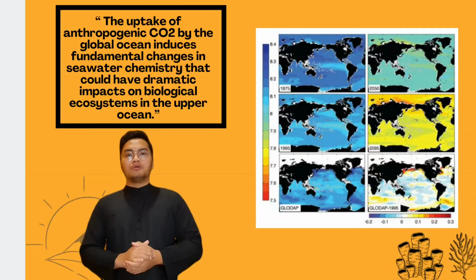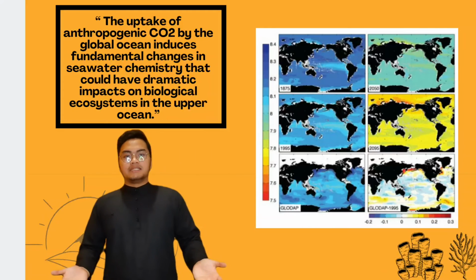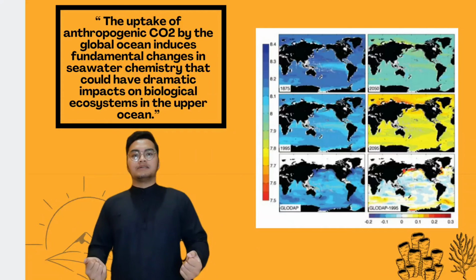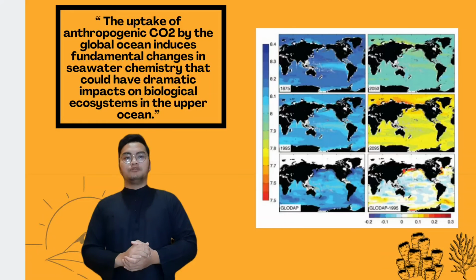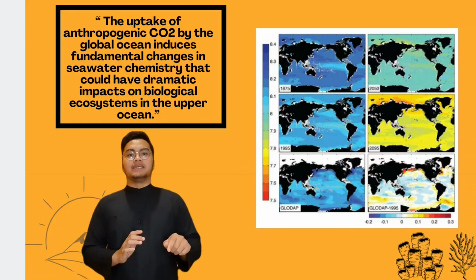So, from this research, we can see that the oceanic uptake of anthropogenic carbon dioxide from the atmosphere is decreasing the pH and lowering the carbonate ion concentration and calcium carbonate saturation state of aragonite and calcite in the upper ocean. Ocean acidification is expected to result in a pH decrease of 0.3 to 0.4 unit relative to the pre-industrial value by the end of this century.